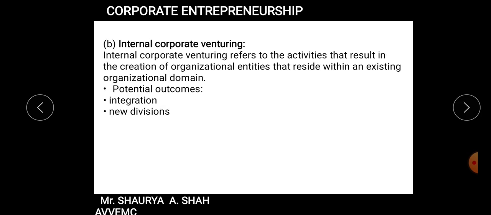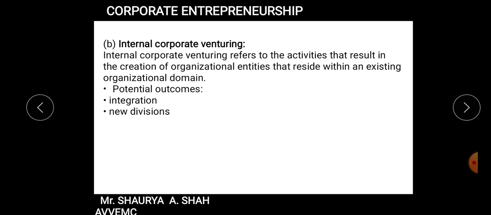Internal corporate venturing is another type. What do you mean by internal? It refers to the activities that result in creation of organizational entities that reside within an organizational domain only. So internal and external. External means outside your business organization you are creating something new. Here, within the organization only, you are doing corporate venturing.